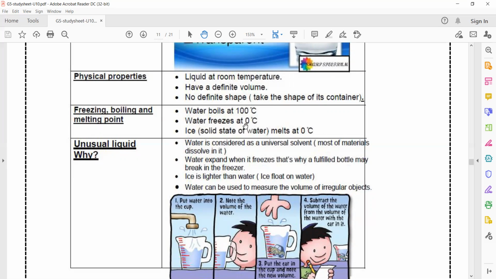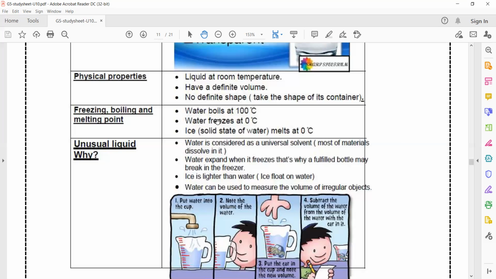Water freezes at 0 Celsius degrees. When the water loses its heat energy and its temperature decreases to become 0 Celsius degrees, the water starts to freeze and change into solid state, or the ice.